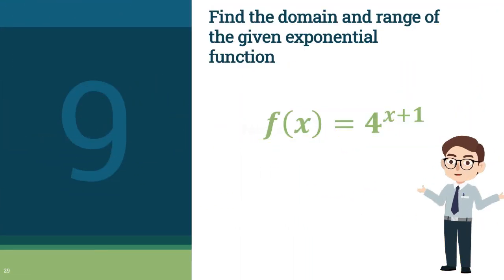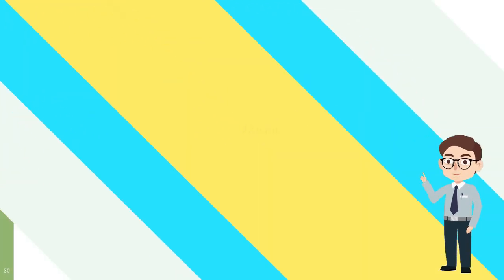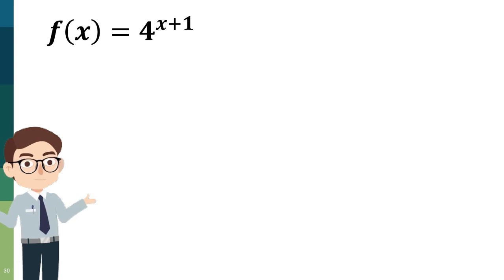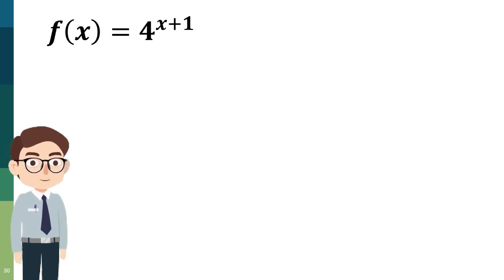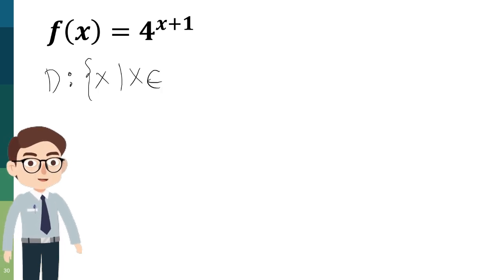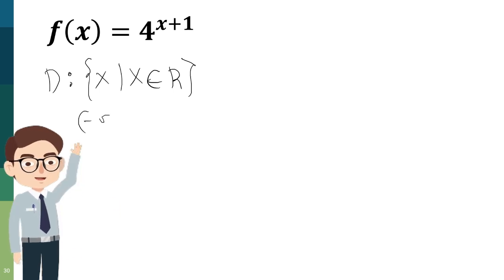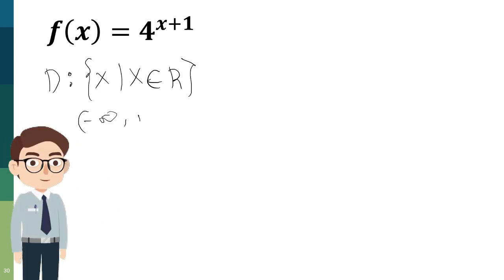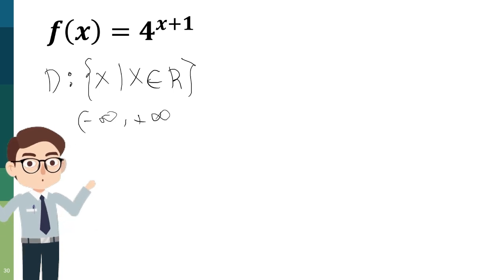Next example, find the domain and range of the given exponential function f of x is equal to 4 raised to x plus 1. To find the domain, always remember the domain is the set of real numbers. So, the domain is the set of x such that x is an element of real numbers. To write it in interval notation, that is negative infinity up to positive infinity.